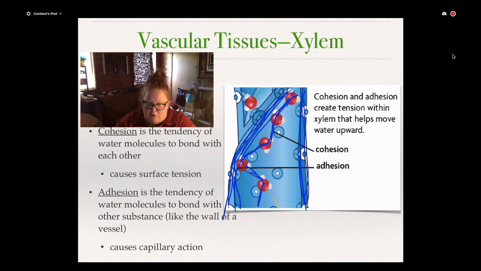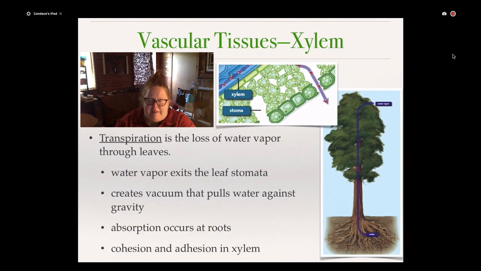But even more than that, these properties are required, but the other thing that really helps is this process called transpiration. You may have seen this term transpiration when you learned about the water cycle. It is one of the ways that water can get into the atmosphere as vapor.